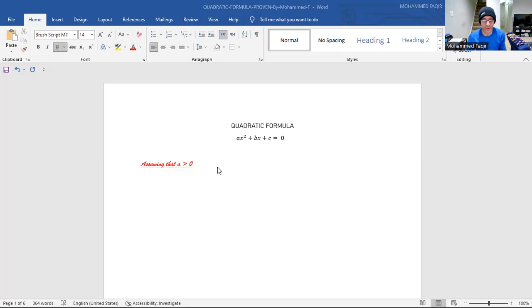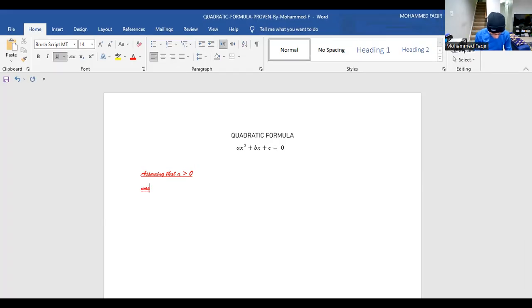Some students were told, just remember the quadratic formula. Just remember it as it is. But if you're curious to know about it, let's go through the most common way of showing the quadratic formula.